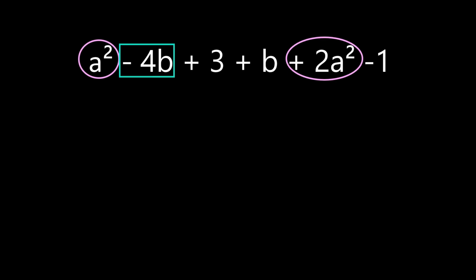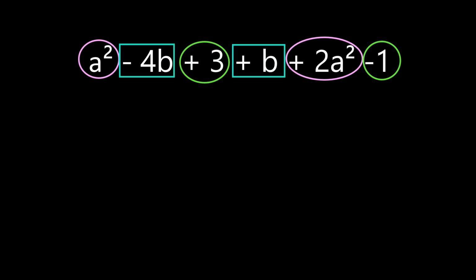I'm going to use a different color just so it's easier to see what like terms I do have. So I'm looking for anything else with a variable of b now. And I see this positive b, so I'm going to mark it the same way I mark the negative 4b. Then I have the constant 3 and negative 1. I'm going to mark those, so those will also be grouped together.